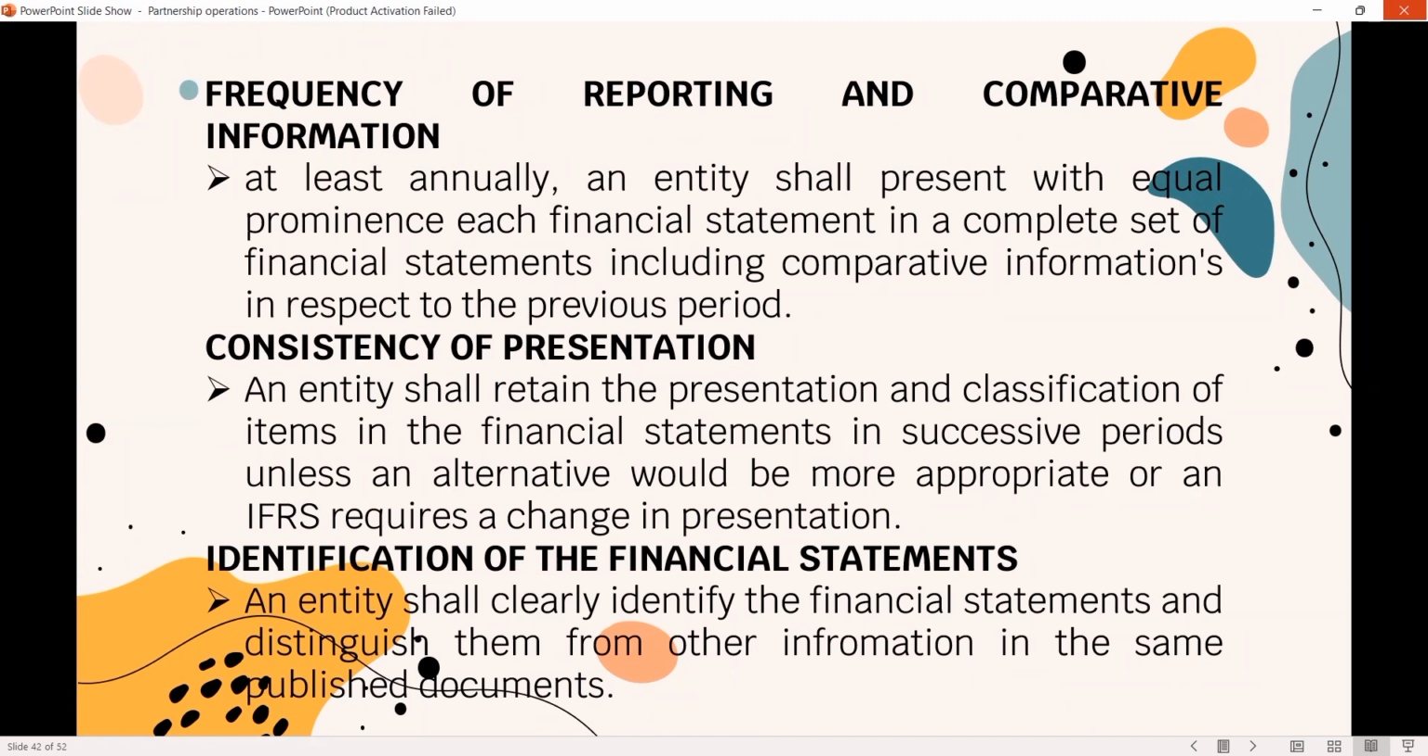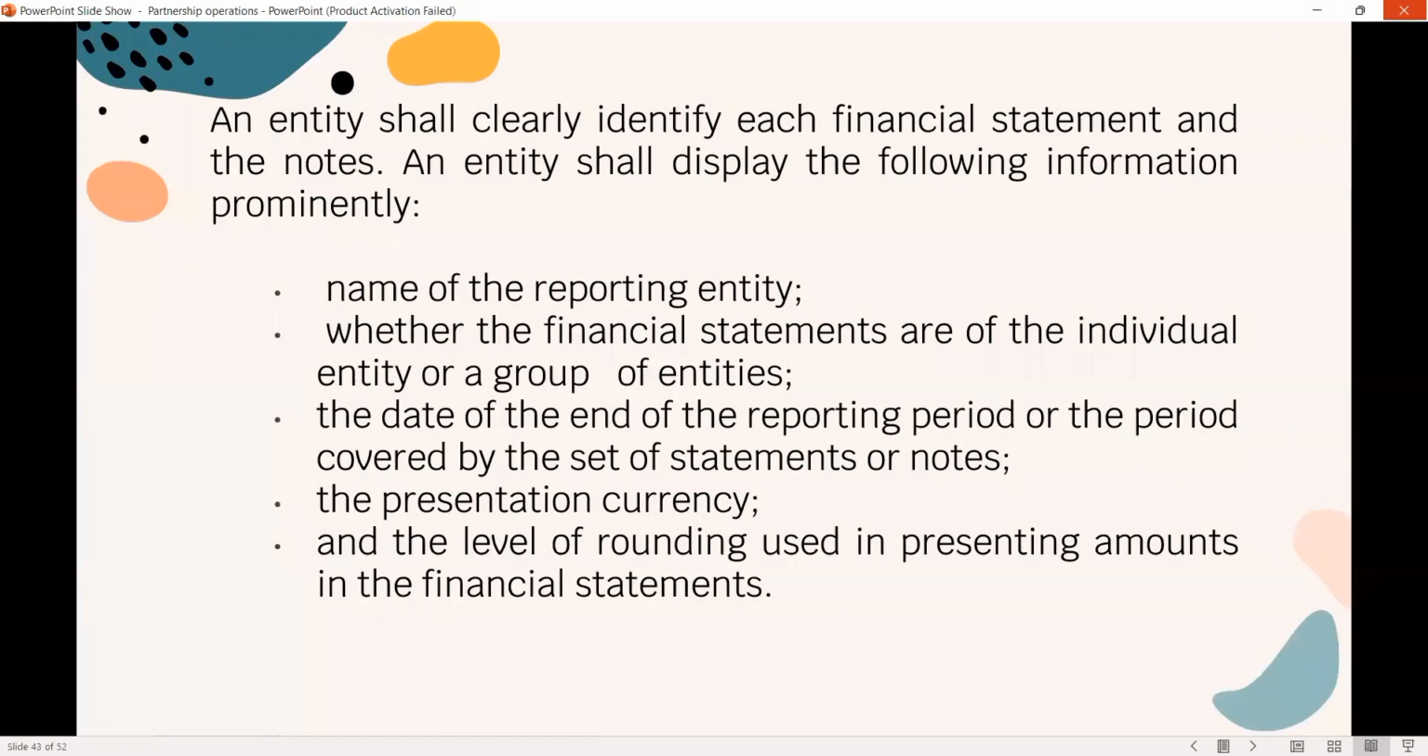Next is identification of the financial statement. An entity shall clearly identify the financial statements and distinguish them from other information in the same published document. So when we are identifying the financial statement, we should know if this is for cash flows, this is for balance sheet, ganun, or changes in equity. Next. Okay. So an entity shall clearly identify each financial statement and the notes.